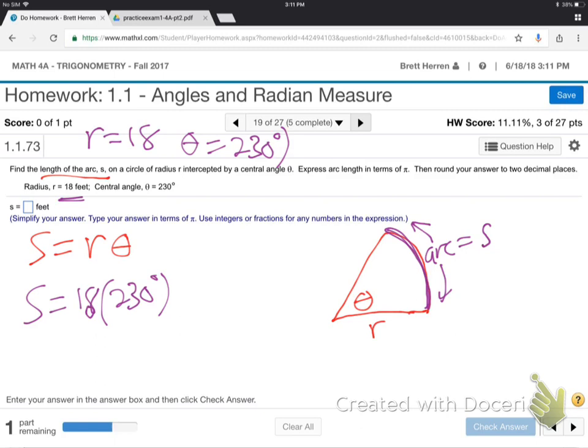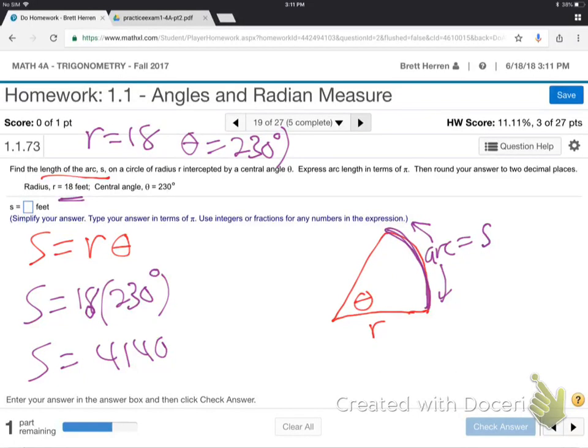18 times 230. Is that good? Somebody got that? What's 18 times 230? 4,140. 4140? There's not degrees anymore. It's arc length. 4140. We good there? So where do the degrees go? It's not degrees anymore. It becomes arc length. But if you're multiplying 18 times 230 degrees, where does that go? Yeah, so your question is a physics question.